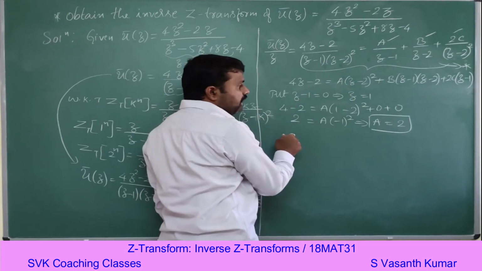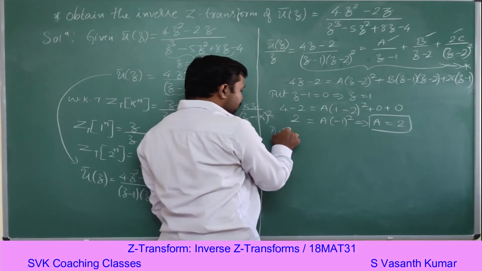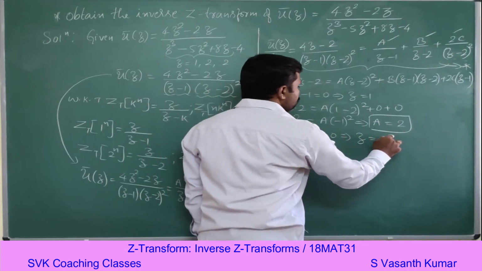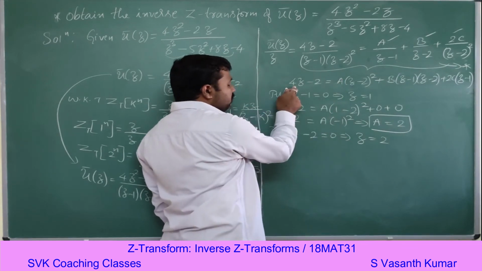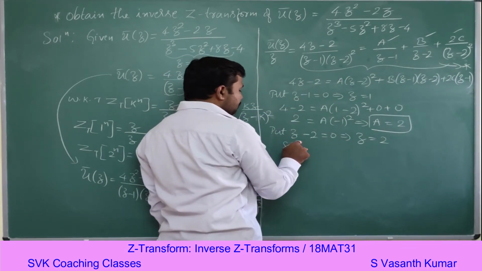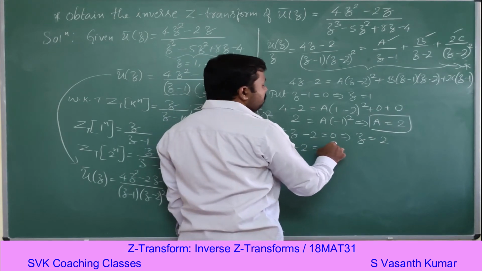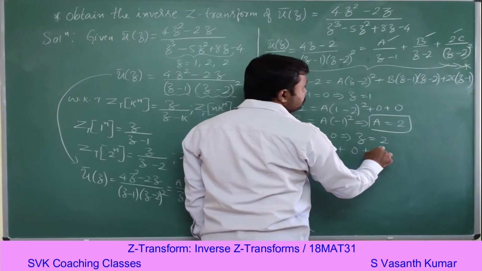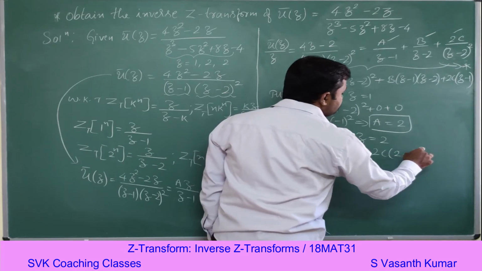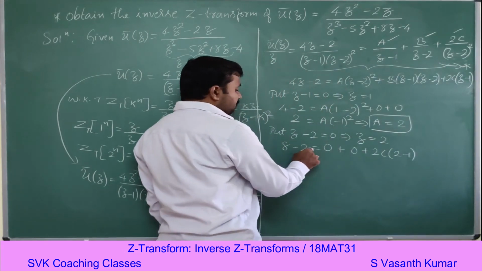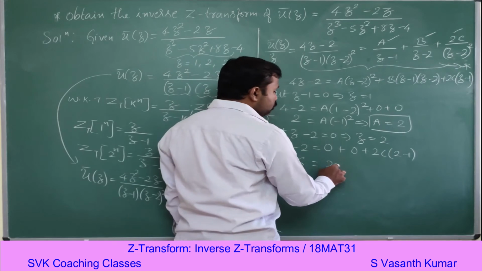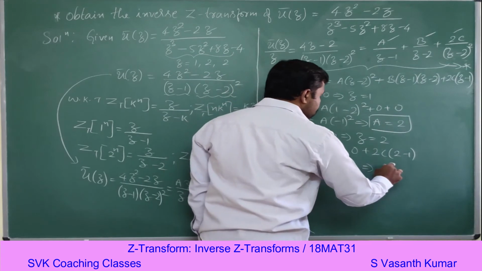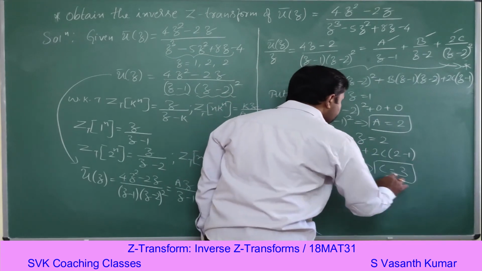Now yet to find the values of b and c. So equate another factor to 0, that is z minus 2 equal to 0. So that implies z equal to 2. Substituting z equal to 2 in this equation, 4 2s are 8 minus 2, which is equal to, wherever you have z minus 2, that term will be 0. First term is 0 plus second term is also 0 plus 2c into 2 minus 1. So 8 minus 2 is 6 equal to 2c into 1. So 2 3s are 6, that implies c equal to 3. I got the value of c as 3.